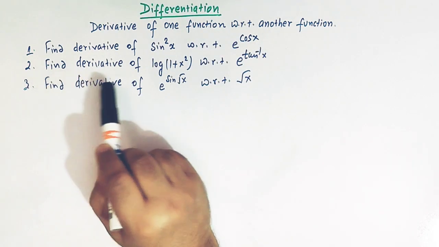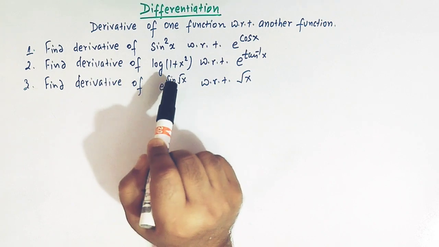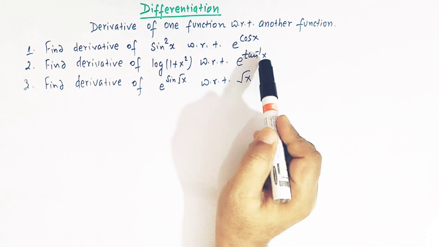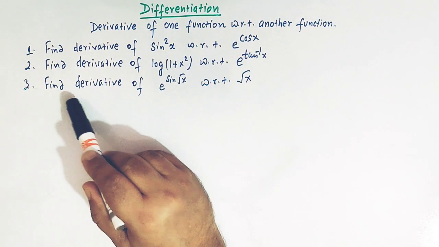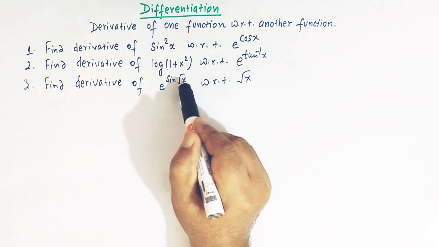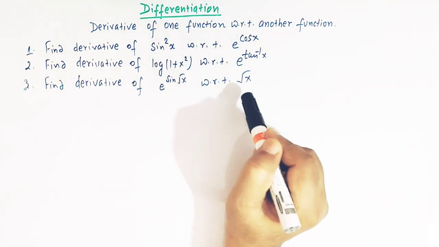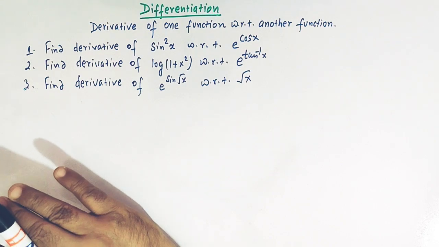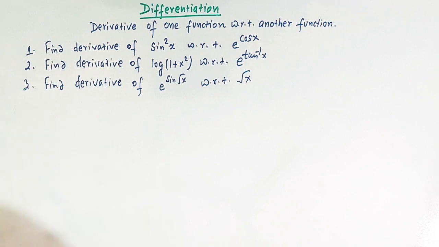In the second problem we have to find the derivative of log of 1 plus x square with respect to e raised to tan inverse x, and in the third we have to find the derivative of e raised to sine square root of x with respect to square root of x. Here we'll see the algorithm for how to solve these types of problems, where we have to find the derivative of one function with respect to another function.